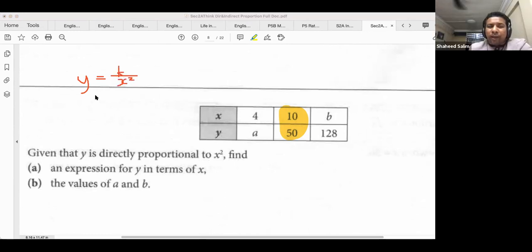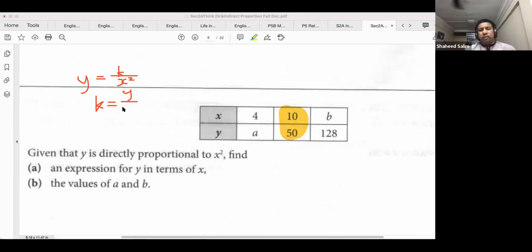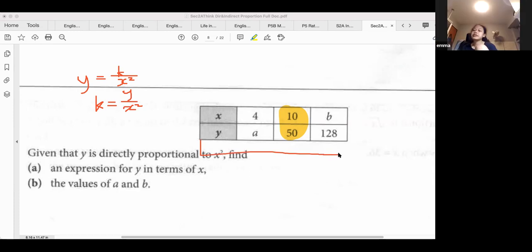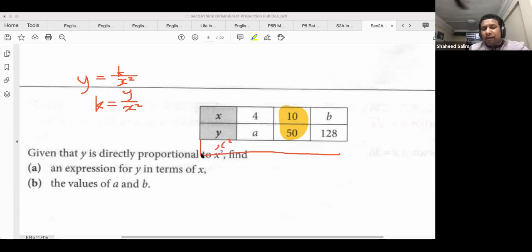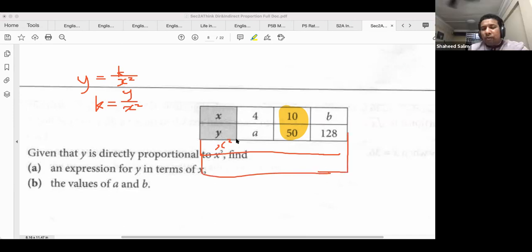So you want to find k, what's the formula? Y over x squared. Good. So now you're going to add x squared, and the last one is going to be k, right? Are we okay? So now we are not testing, this one we are not testing, okay?